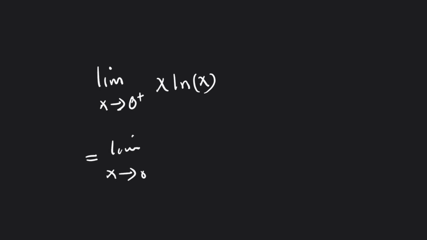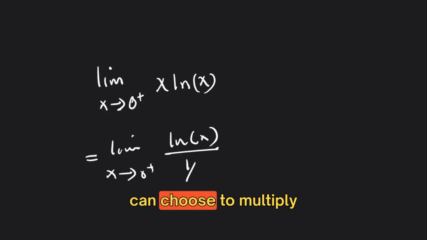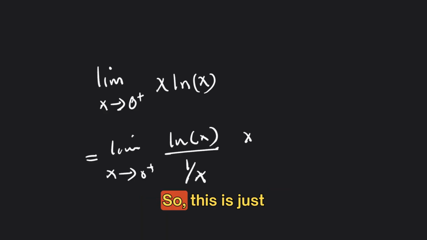Now let us write x multiplied by natural log of x as natural log of x divided by 1 over x, right? Because I can choose to multiply the numerator by x and the denominator by x, and the x's cancel. So this is just the same as x multiplied by natural log of x, okay?